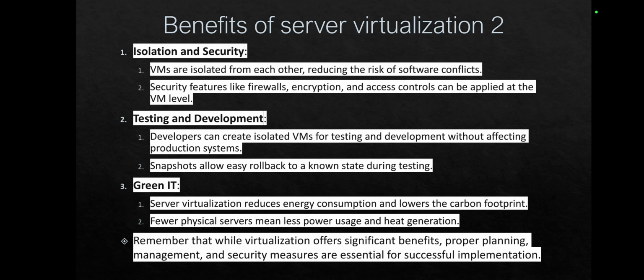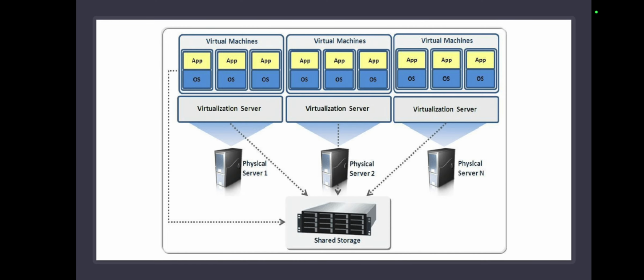3. Green IT. Server virtualization reduces energy consumption and lowers the carbon footprint. Fewer physical servers mean less power usage and heat generation. Remember that while virtualization offers significant benefits, proper planning, management, and security measures are essential for a successful implementation. As you can see, the way that virtualization works, all the virtual machines can be applied to a shared storage, as said in the previous slide, to affect many different aspects.